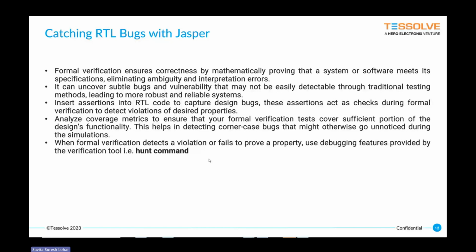When formal verification detects a violation or fails to prove a property, use the debugging features provided by the verification tool. One of the features is called the hunt command. If your property or assertion is failing, it will take a while to prove or fail a particular property or assertion by using the hunt command.